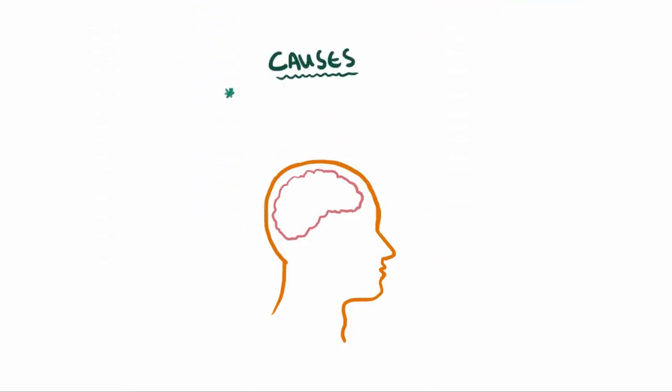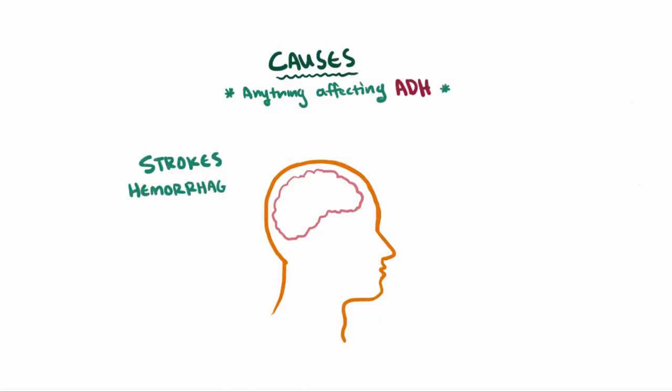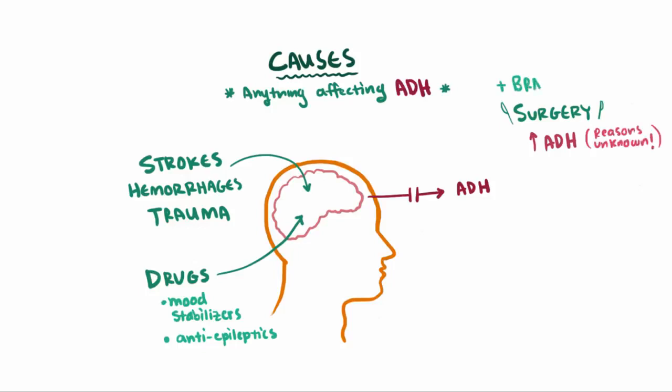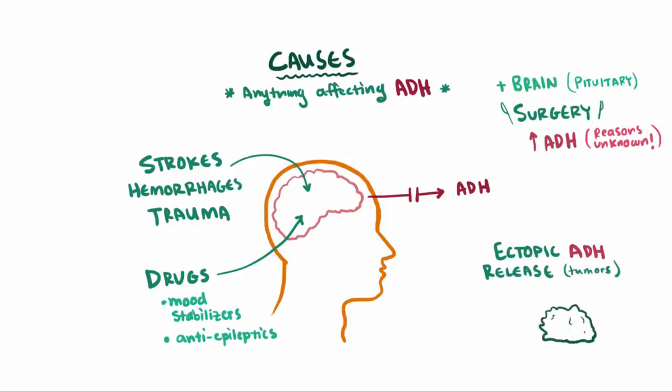So what causes SIADH? Pretty much anything that messes with the secretion of ADH. Conditions like strokes, hemorrhages, or trauma to the brain can mess up the brain's ability to release ADH. Similarly, some drugs that act on the brain, like mood stabilizers or anti-epileptics, can change the way ADH is released. Surgery in general often causes an increased secretion of ADH, though we're not really entirely sure why. Obviously, brain surgery, specifically to the pituitary gland, also might cause extra ADH to be released. ADH can also be produced ectopically by tumors, which means the tumors themselves produce ADH outside of the pituitary gland and release ADH into the bloodstream.